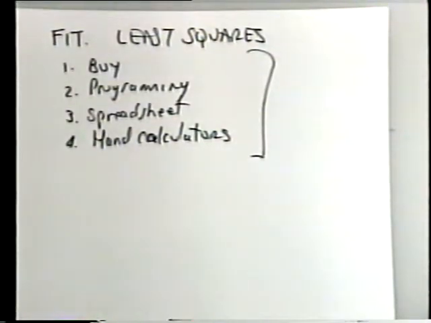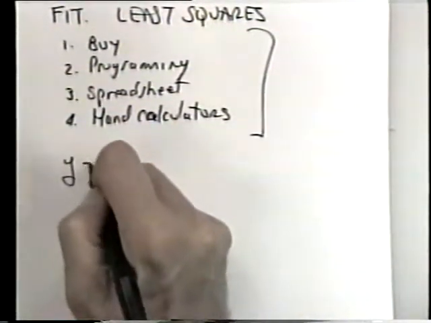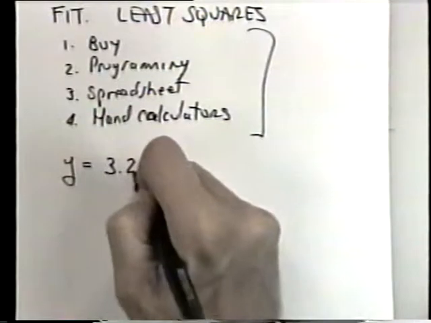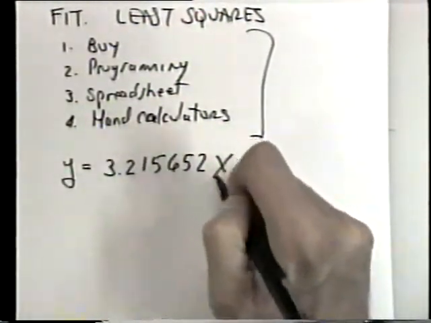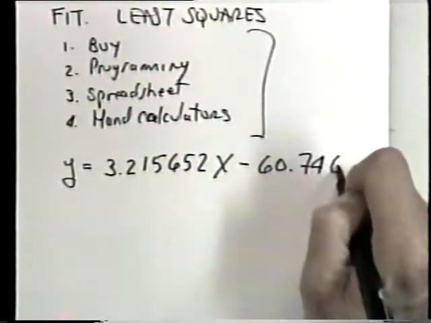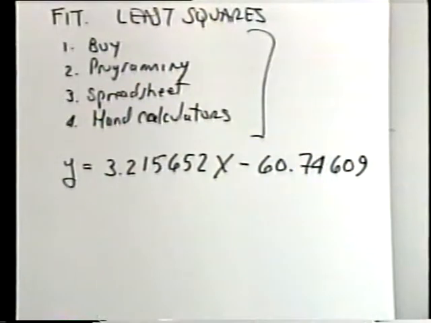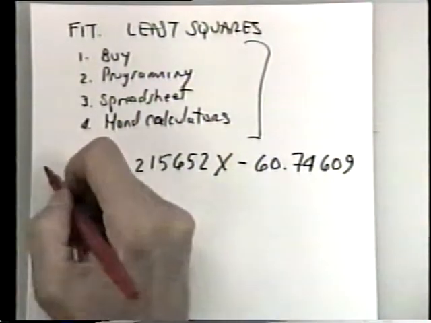So the results that I found for this were that y equals 3.215652 times x minus 60.74609. And I also fit this, so this was the least squares. Let me pan back here, get a little more room. This was the least squares fit.